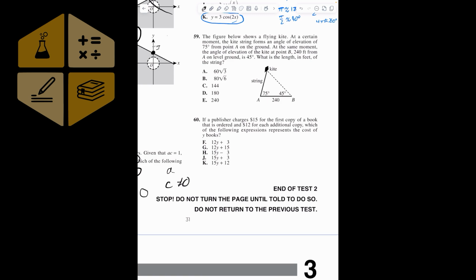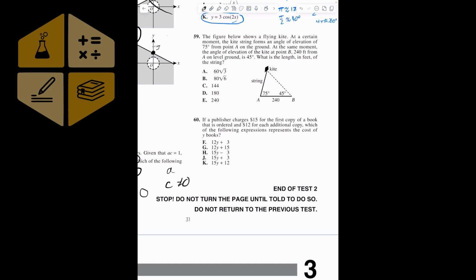At a certain moment, the kite string forms an angle of elevation of 75 degrees from point A on the ground. At the same moment, the angle of elevation of the kite at point B, 240 feet from A on level ground, is 45 degrees. What is the length in feet of the string?